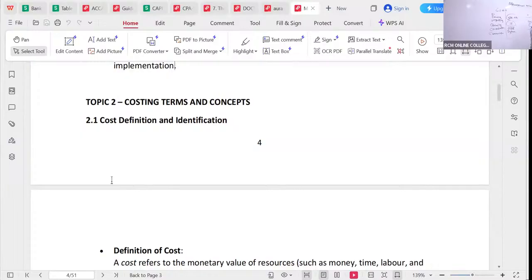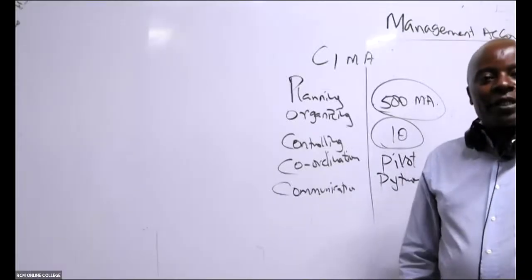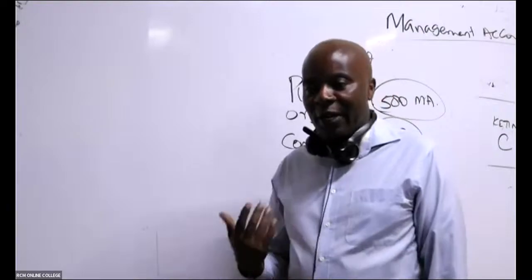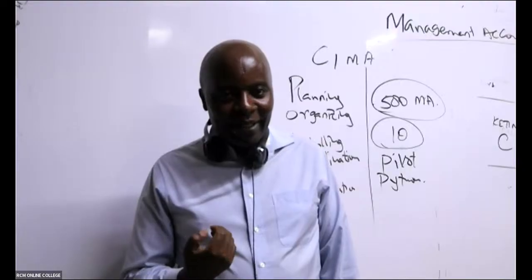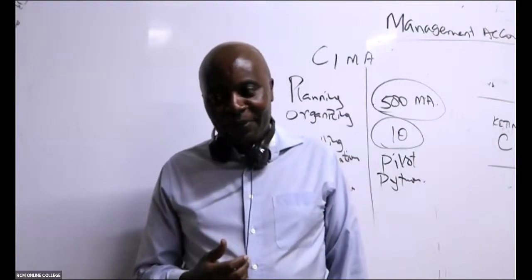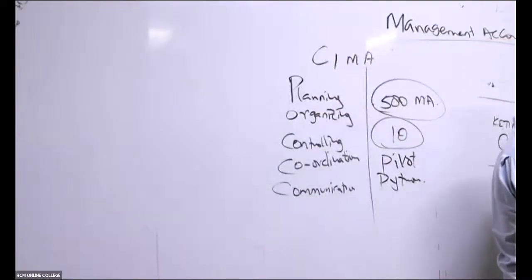So topic number 2, costing terms and concepts. Ladies and gentlemen, what is the cost? We have said so much about this cost. What is a cost? When you say that it's going to cost you, for example, 100 shillings to reach home today, you're buying a service. Of course, this will be the resources you are sacrificing to acquire a product or a service.